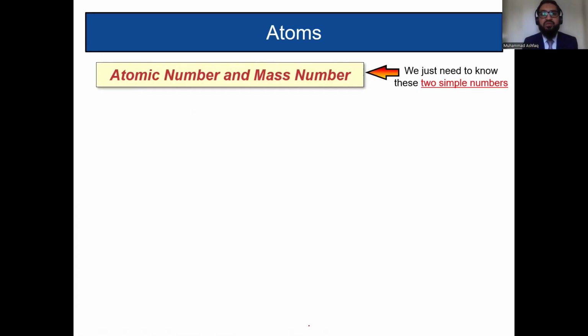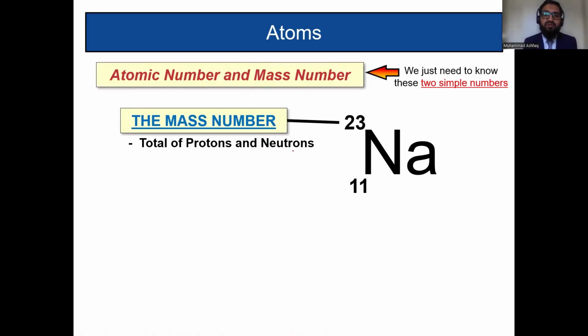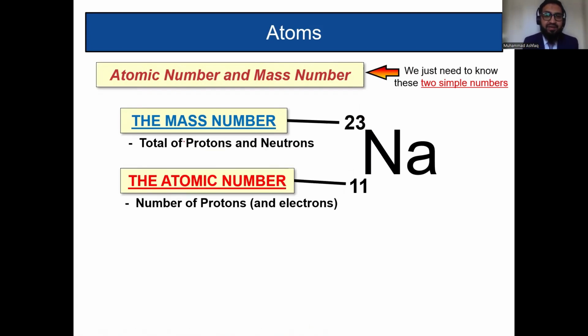So these are the two simple numbers. We just need to know them. One is the atomic number and the second is the atomic mass. For example, when you see an element like sodium, you can see two numbers here. One is 23 and the second is 11. What do these two numbers represent? The 23 represents the mass number. This is the total number of protons and neutrons, while the 11 represents the atomic number, and this is the number of protons, which we can also call equal to the number of electrons.